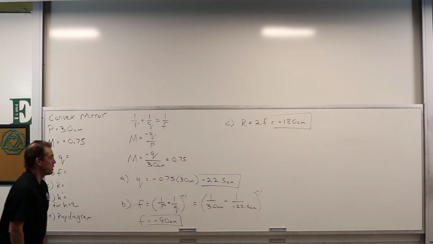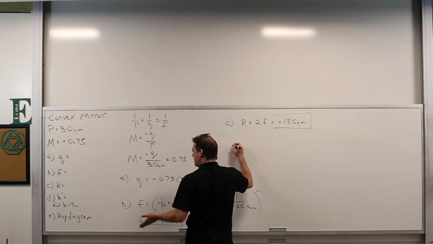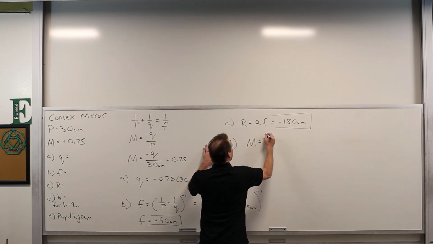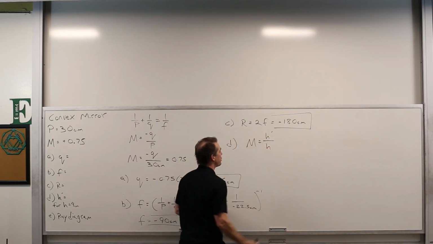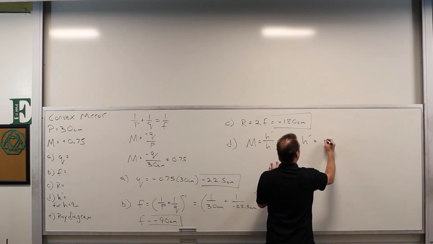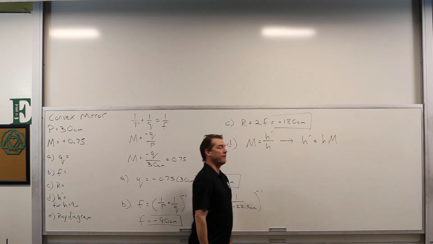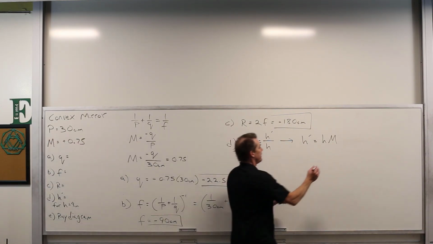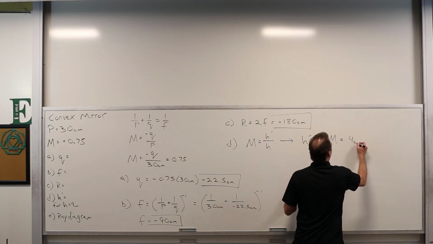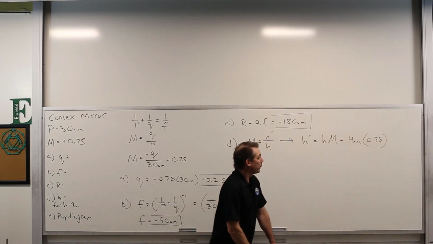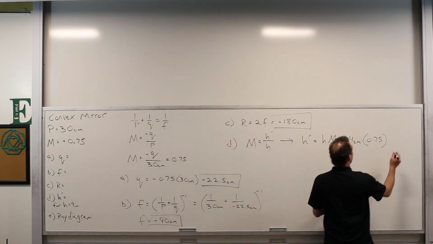And then we're left with H prime. How are we going to figure out what the image height is? We have to look at the magnification. Note, the magnification is defined as H prime over H. So the image height H prime is equal to the object height H times the magnification. The object height is 4 centimeters, so this is 4 centimeters multiplied by 0.75. What is 3/4 of 4? That's right, it is 3.